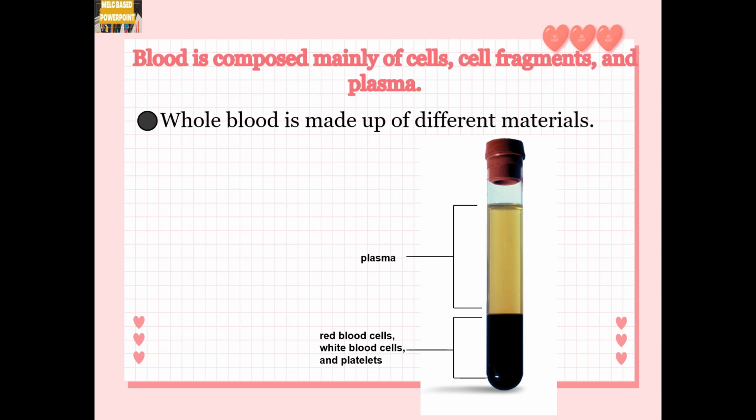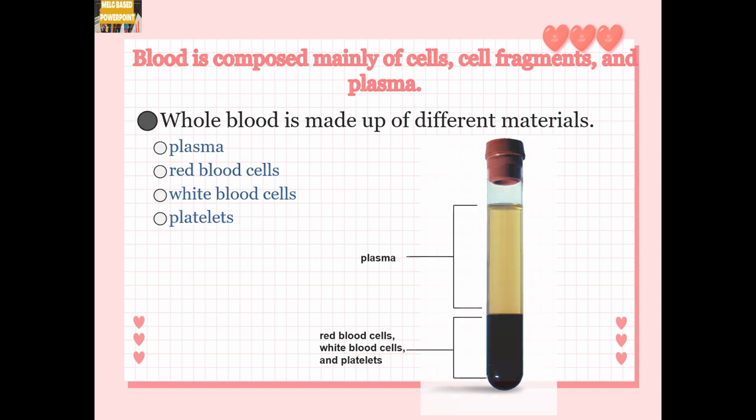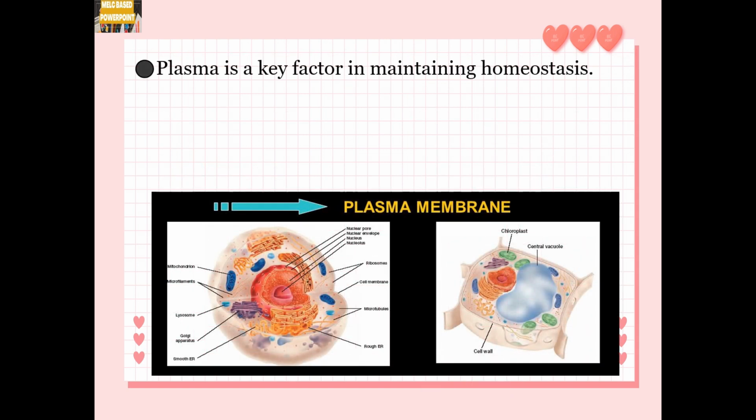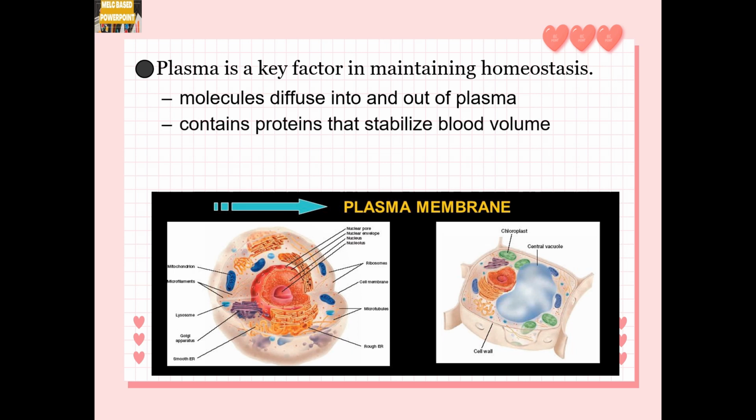Blood is composed mainly of cells, cell fragments, and plasma. Whole blood is made of different materials like plasma, red blood cells, white blood cells, and platelets. Plasma is a key factor in maintaining homeostasis. Molecules diffuse into and out of plasma. It contains proteins that stabilize blood volume. It also contains clotting factors and immune proteins.